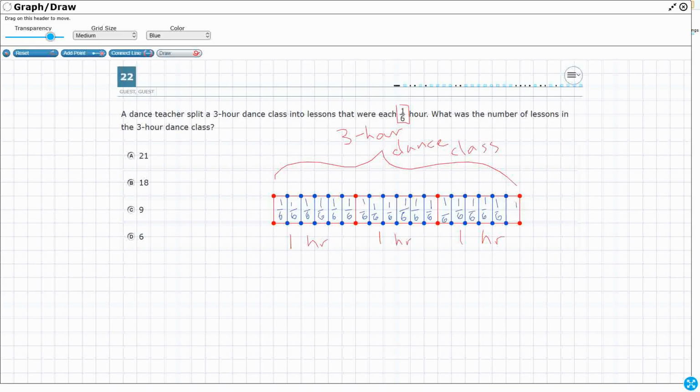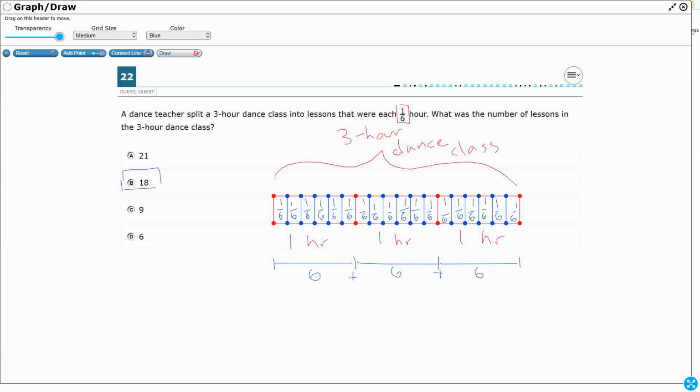And I can simply add up. How many do I have? Well, I've got 1, 2, 3, 4, 5, 6 in this one. That makes sense. So this is 6. Here's another 6. Here's another 6. Add them up. 6, 12. Looks like I've got my 18 right here. Now, we could do this without drawing a picture, but drawing a picture always helps.